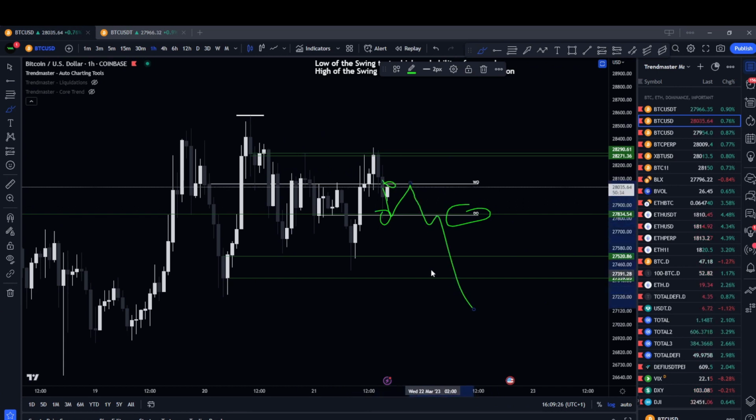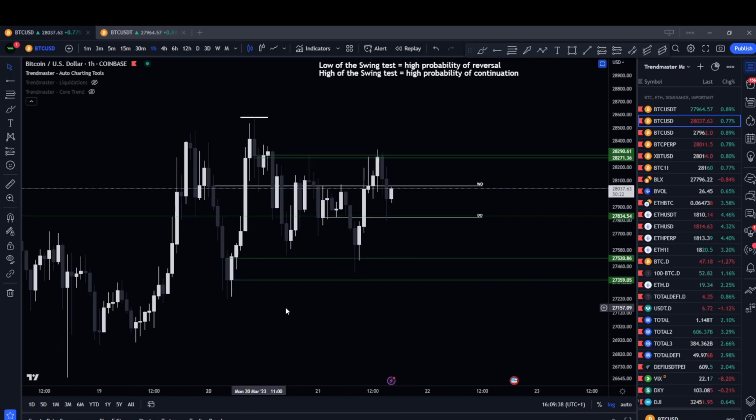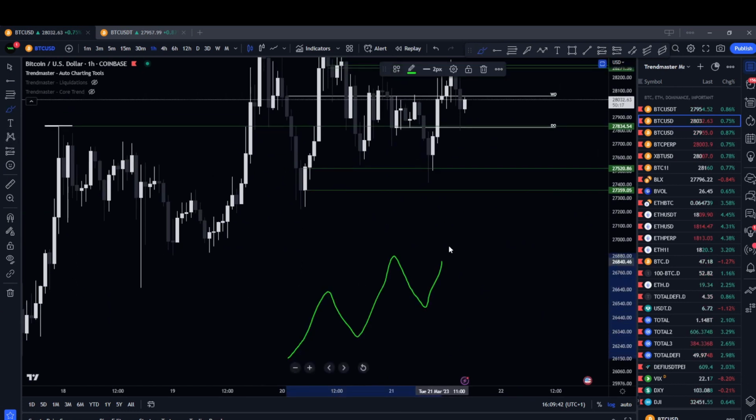What do you want to see? Continued failure. You want confirmation of the move. That's it. Because the hardest thing to do, and this is something I'm guilty of a lot as well, is that I'll see a trend going like this, and my first instinct will be to try to short it.